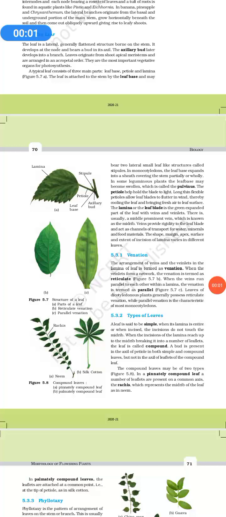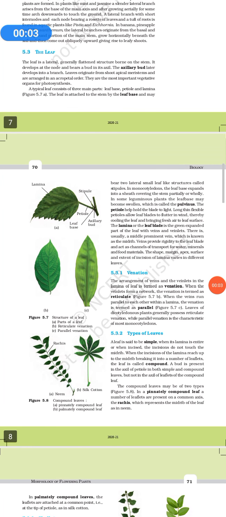Hello everyone, welcome. In this video we will be talking about the leaf from Class 11, Morphology of Flowering Plants. In the leaves we need to know how the leaves are arranged first and foremost. Second is what type of leaf it is, and what are the different kinds of venation that are there in the leaf. So the leaf is basically required for photosynthesis.